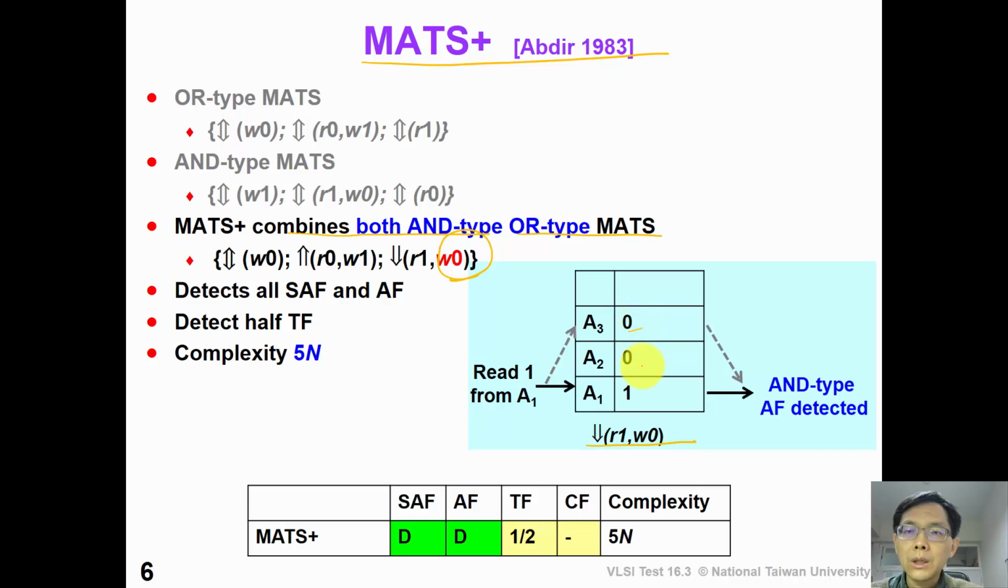writing 0 to A3 and we also write A2 to 0. Now, when we want to read a 1 from A1, we also access A3. At this time, we can detect the N-type address decoder fault. So the MATS Plus algorithm only increases the complexity from 4n to 5n, but now we can detect both types of address decoder fault. This is a very smart idea.